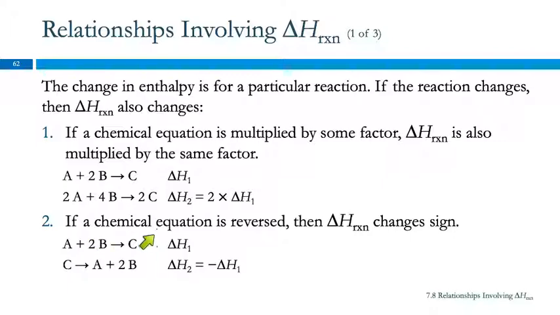If I reverse the chemical equation, then I change the sign of delta H. So A plus 2B going to C is this delta H. If I go backwards, whatever that released, it would have to absorb because of conservation of energy. Otherwise, we could make a reaction go forward and backwards and have energy get produced, and we can't.